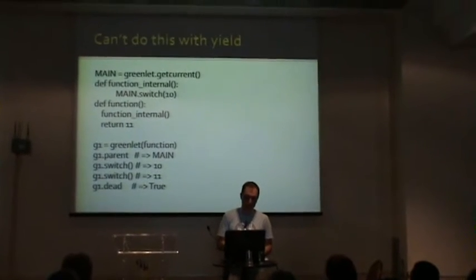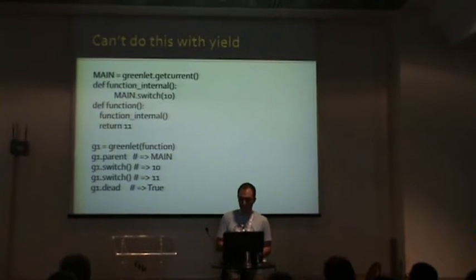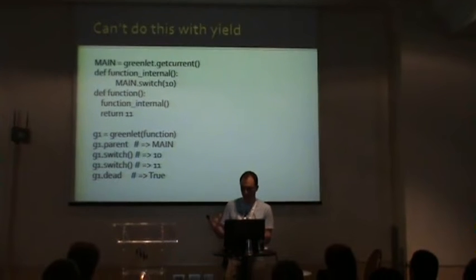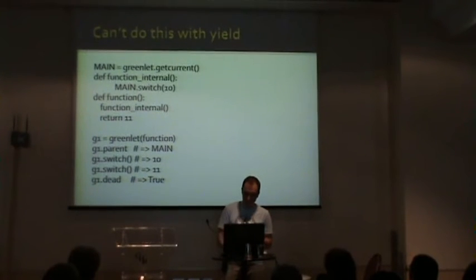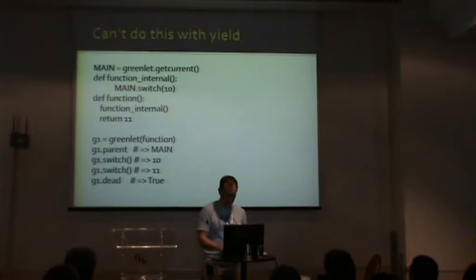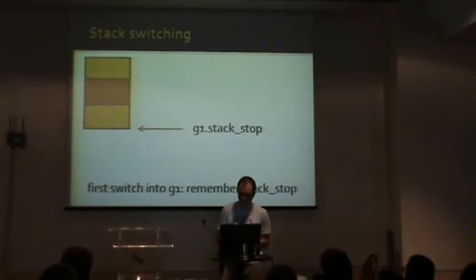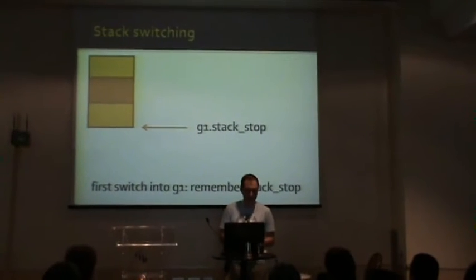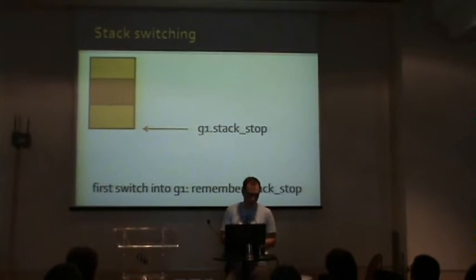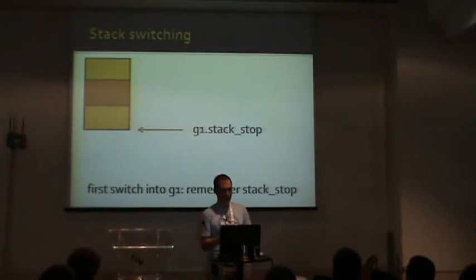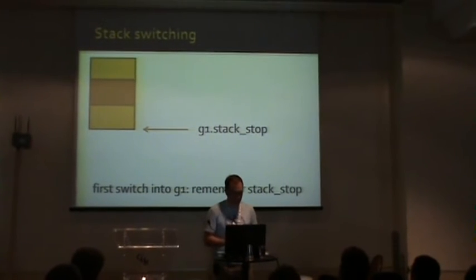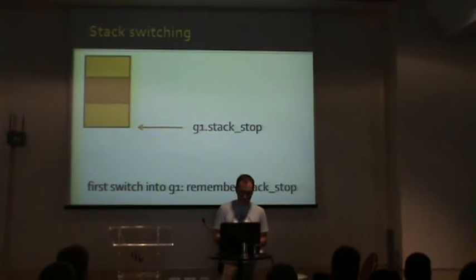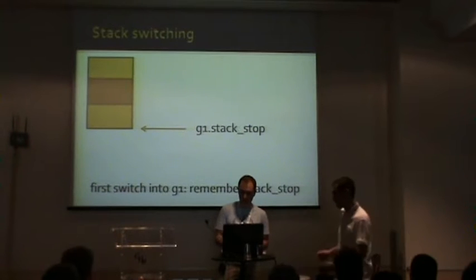Greenlet, on the other hand, is a stackful coroutine. So you can call a function, and that internal function does switching, and then the whole stack is saved. This is a much more powerful abstraction, and we use that in Gevent. So what happens when you switch from a greenlet? This is your stack. It has Python frames on it, it has C frames on it. When you just create a greenlet, not much happens, just the object gets initialized. But when you first switch to a greenlet, it remembers its current position on the stack and marks it as stack stop.